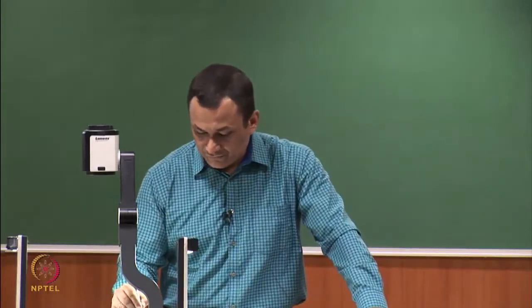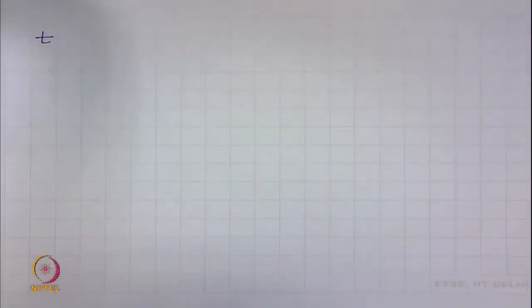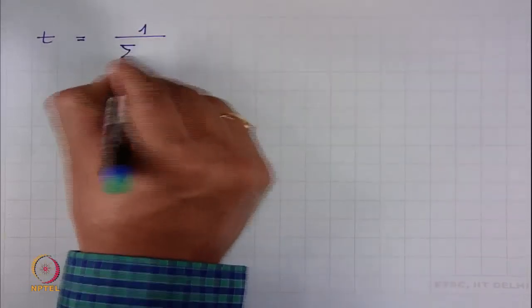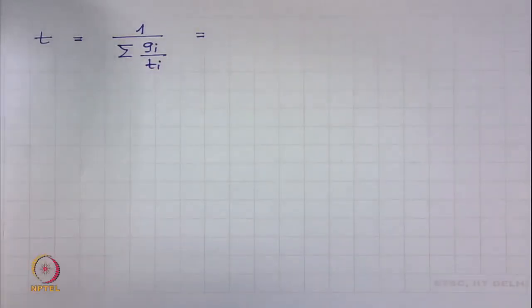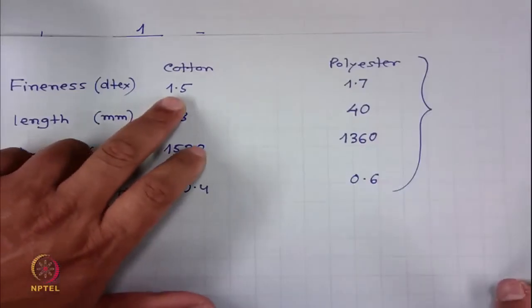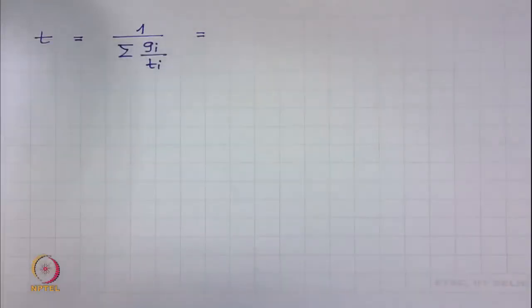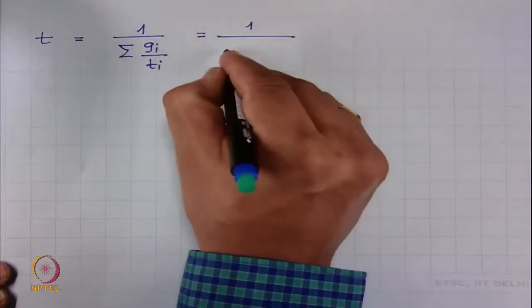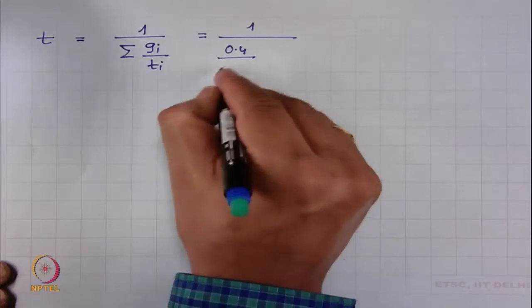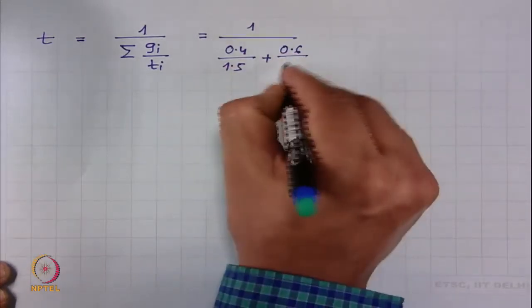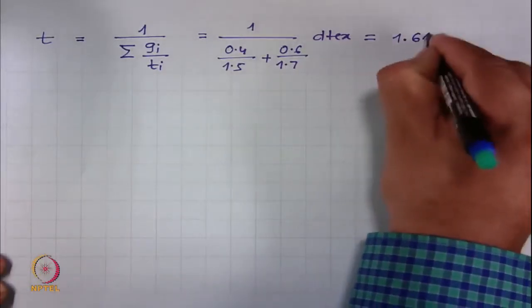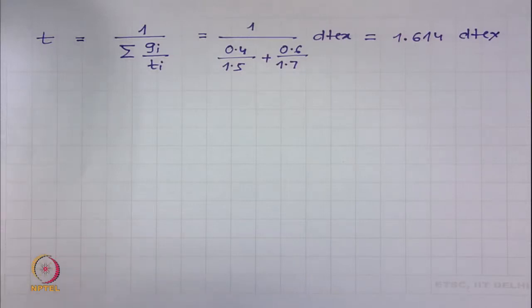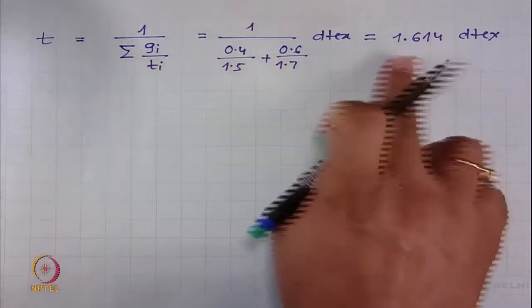So we start with fineness of blend T. We have learned that T is related to individual component by this expression. Now all values are given in this table. G1 is 0.4, G2 0.6, T1 1.5, T2 1.7 decitex. So 1 divided by G1 is 0.4 and T1 is 1.5 plus G2 is 0.6 and T2 is 1.7. So this value will come in decitex. So we obtain our first answer. The mean fineness of fibers in the blend is 1.614 decitex.